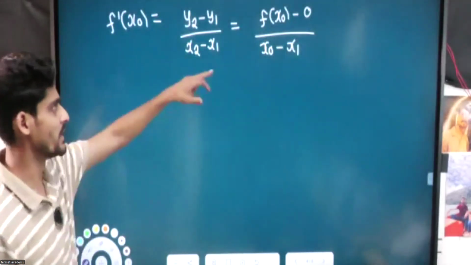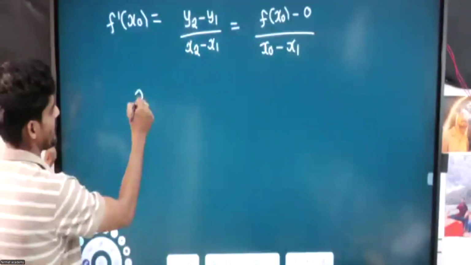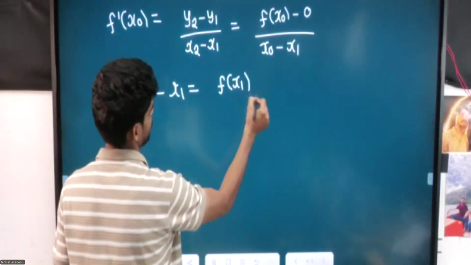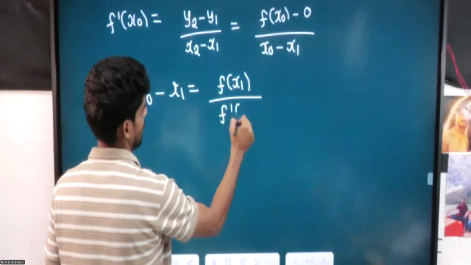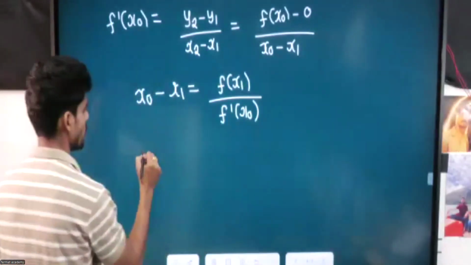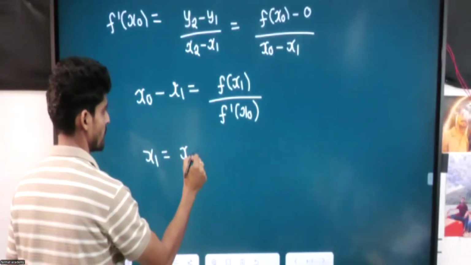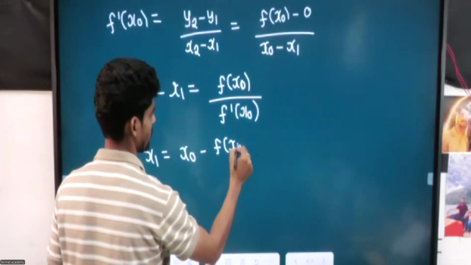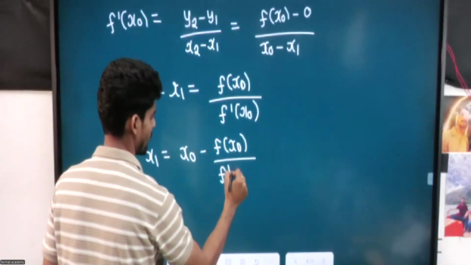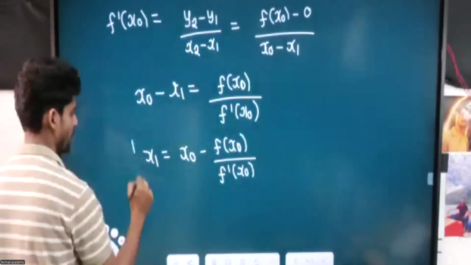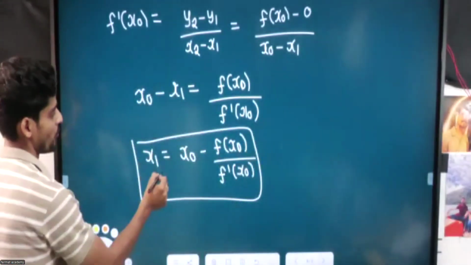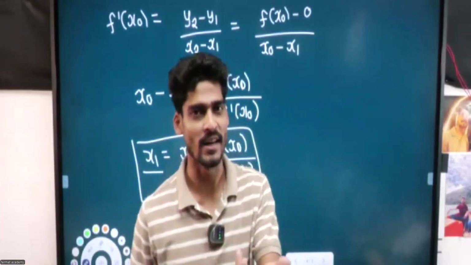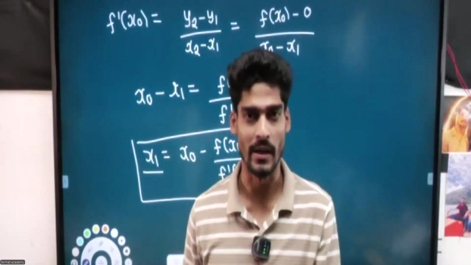Fine. So this should be the tangent. So from here you will be getting x0 minus x1 equals f(x1) over f dash of x0. So your x1 will be x0 minus f(x0) over f dash of x0. So this is your first iteration, or you can say the second, because the first is x0, which you assume is the initial guess.